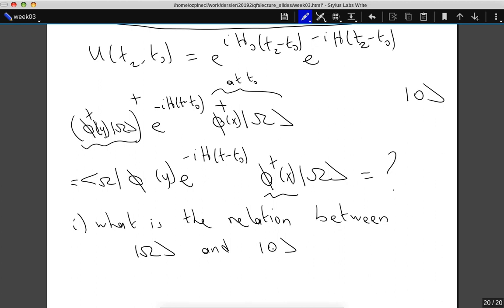Then I know how everything acts on 0. I know how my states will evolve under H0. And I will also know how to do a perturbative expansion of the evolution of the states. So that is where I'm kind of heading to.